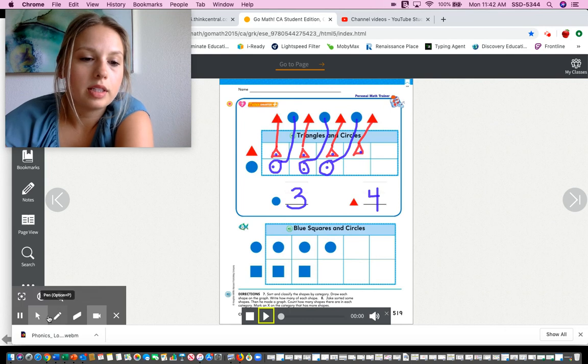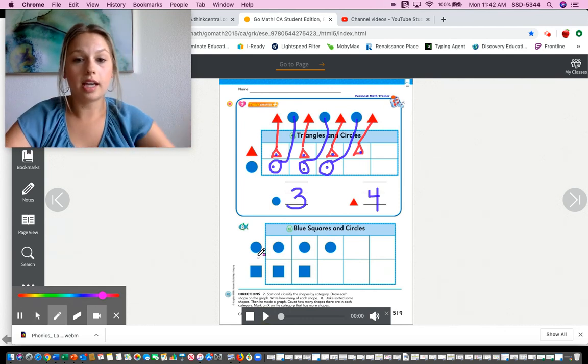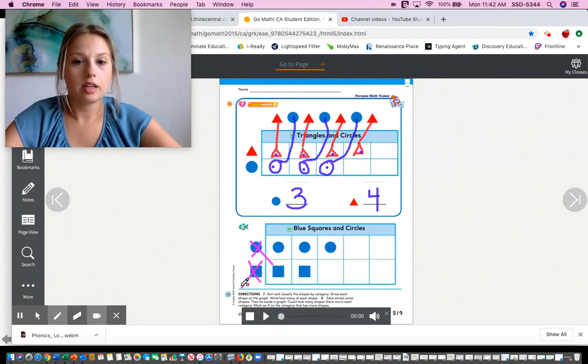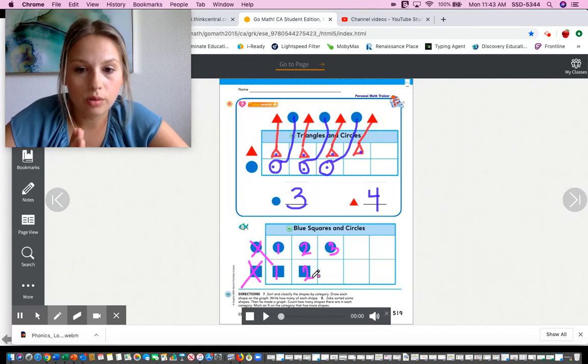Okay, so let's count. But before we do that, we need to cross off the ones on the outside so we don't get confused, because we don't count those. Cross them off. And now let's count. 1, 2, 3. We have 3 circles. Now go to the bottom. Let's count the squares. 1, 2. 2 squares.